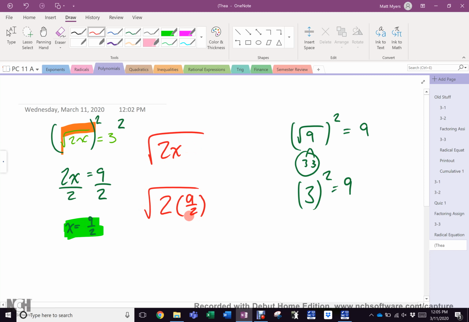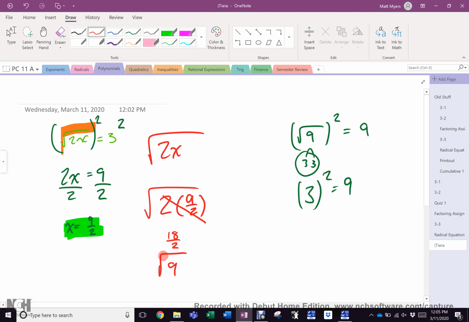Some of you will say, I'm not sure, Mr. Myers. Okay, then multiply this out. 2 times 9 is 18 over 2. 18 divided by 2 is 9. The 2's cancel, like they've been doing when you've been doing algebra since the 6th grade.